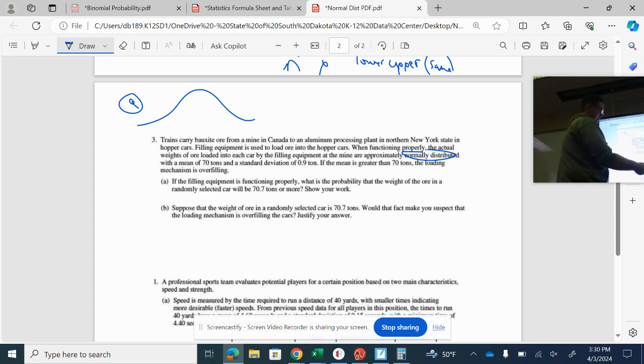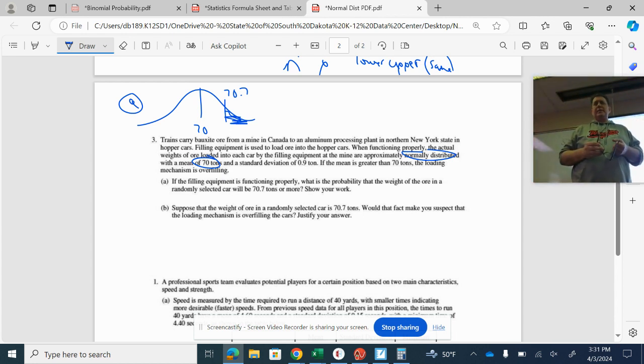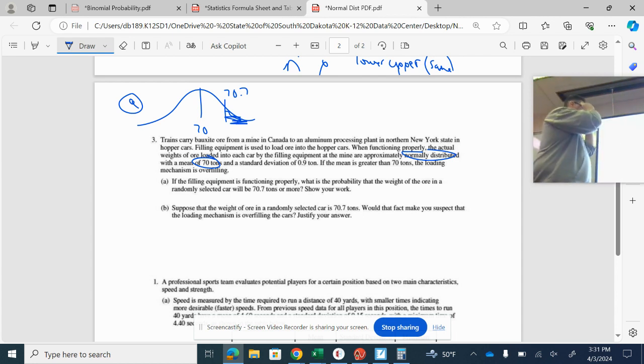We'll talk about that in the last one on the sports teams. But our mean is 70 tons. We're looking at 70.7 or more. One of the things I always use is, if you've got money on you and somebody says, do you have $5? Well, if in your wallet you've got $10, you can say yes. If you have 10, but if you have 4, you can't say yes. You don't have 5. It has to be greater. This one is clear that it's greater, but just make that point.